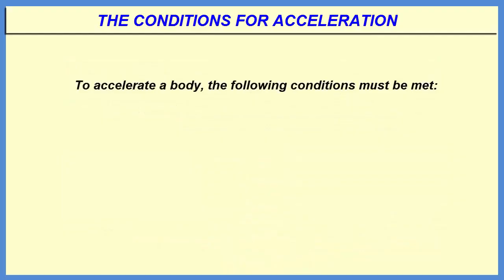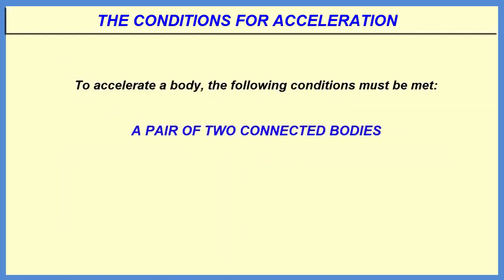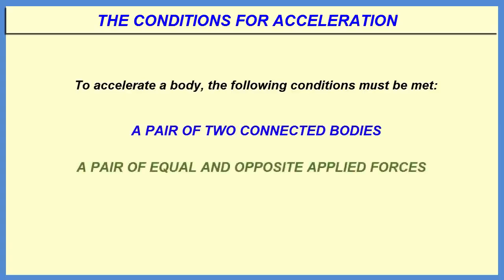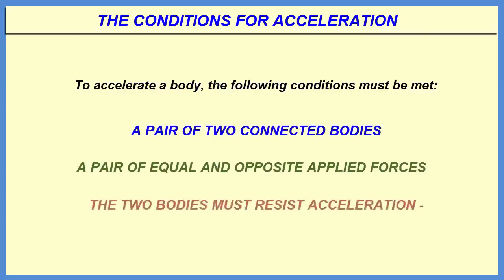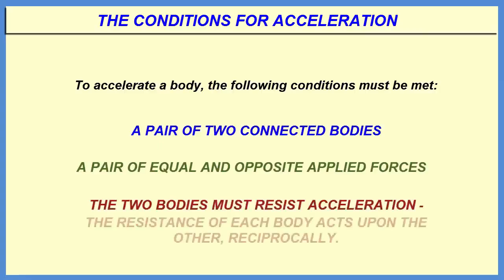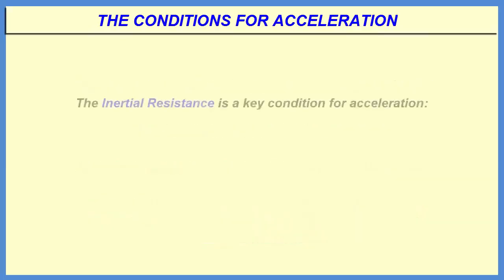To accelerate a body, the following conditions must be met. First, a pair of two connected bodies is required. Second, a pair of equal and opposite applied forces is also required. Third, the two bodies must resist acceleration. The resistance of each body acts upon the other, reciprocally. The inertial resistance is a key condition for acceleration.